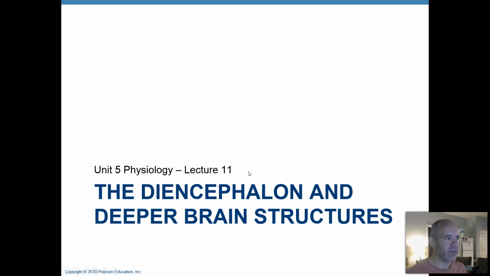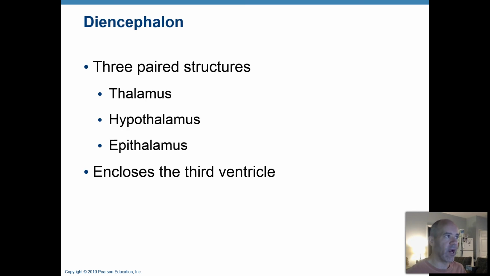Our next video lecture for Unit 5, we're going to talk a little bit about some things that go on down deeper in the brain rather than up at the cerebral cortex. And so we're mainly going to be talking about the diencephalon section of the brain and then some surrounding areas.